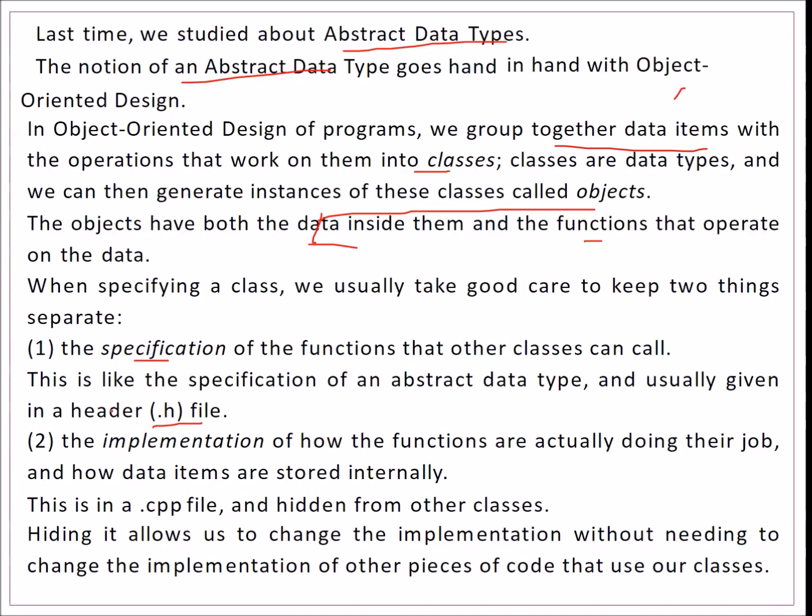So the specification will be in .h, and the implementation, which is how the items are actually doing their job and how data items are stored internally, will be in the .cpp file, and these are hidden from other classes. Why hiding? Hiding allows us to change the implementation without needing to change other pieces of code that use our classes. That is why hiding is important.